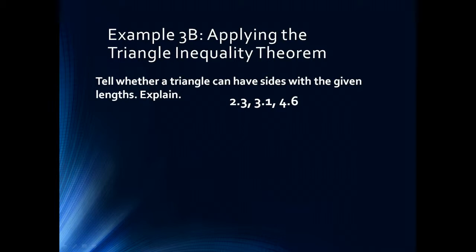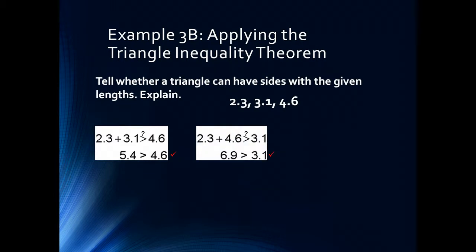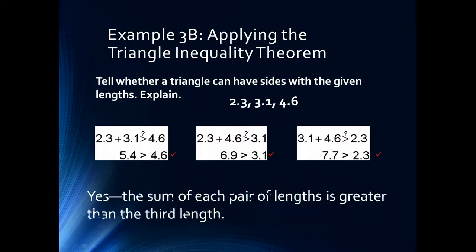What if it's 2.3, 3.1, and 4.6? 2.3 plus 3.1 equals 5.4, and this is greater than 4.6. So it works for those two. 2.3 plus 4.6 is greater than 3.1, so it works. 3.1 plus 4.6, which is 7.7, is greater than 2.3. Since the sum of each pair of lengths is greater than the third length, these would form a triangle.